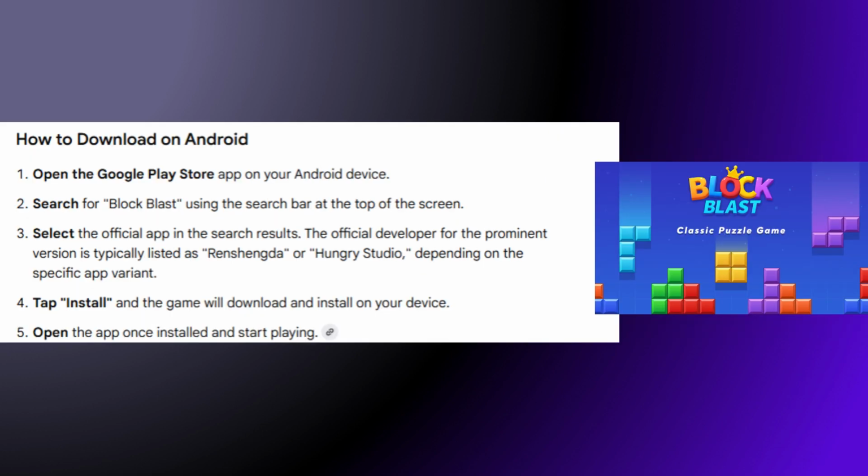First, open the Google Play Store app on your Android device, search for Block Blast using the search bar at the top of the screen, select the official app in the search results. The official developer for the prominent version is typically listed as Rensheng Da or Hungry Studio depending on the specific app variant. Tap install and the game will download and install on your device. And finally, open the app once installed and start playing.